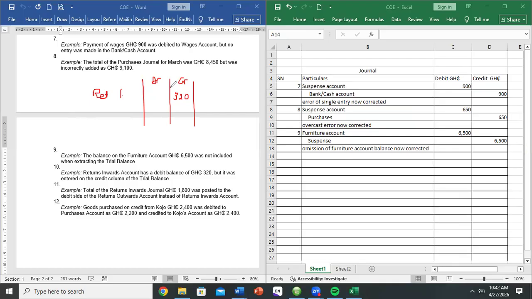So you see, we would have to put 640 here, okay? Some people will want to go 320 first and 320 second, but I told you that you are wasting your time. So add the two figures together, 640, and debit return inwards. Please don't be tempted to say debit the trial balance. No. Look at the item that was involved, return inwards. So we'll debit return inwards 640, and the corresponding credit will go to where? Suspense. As simple as.